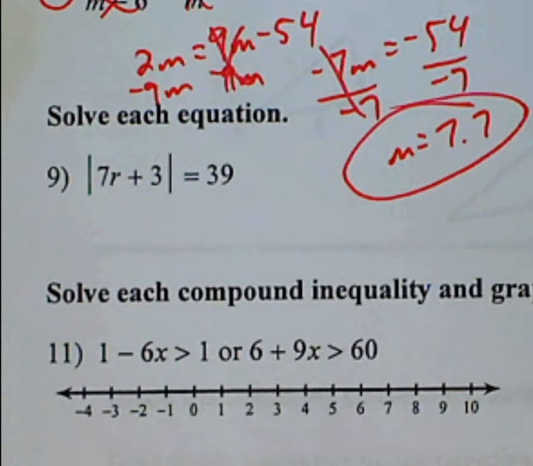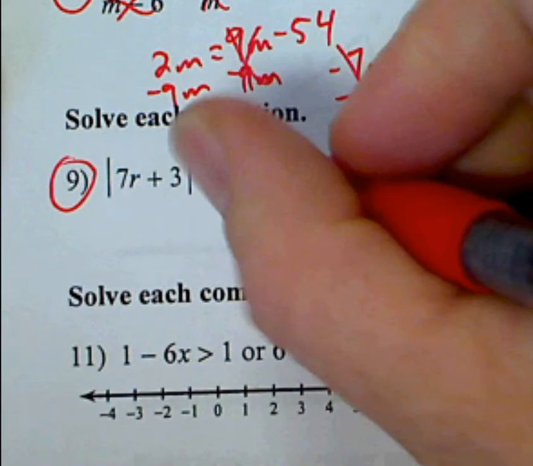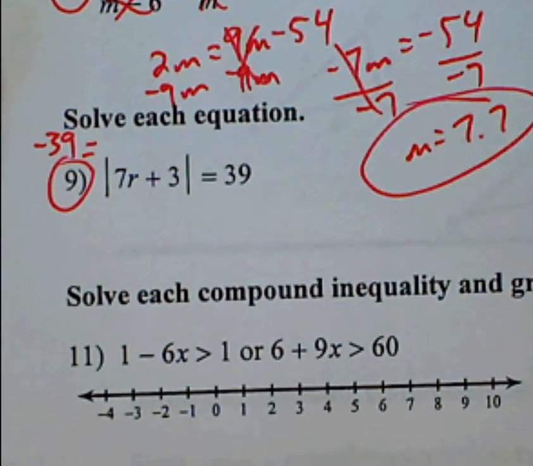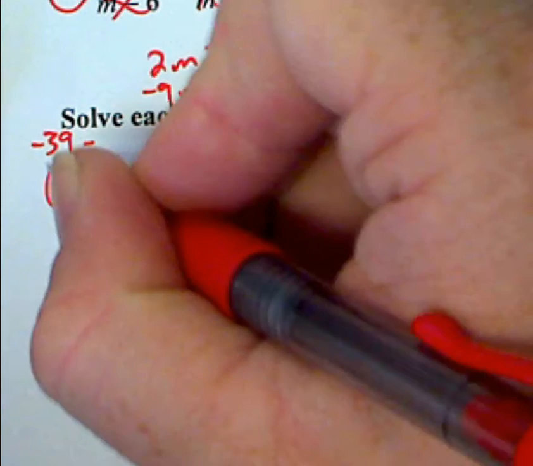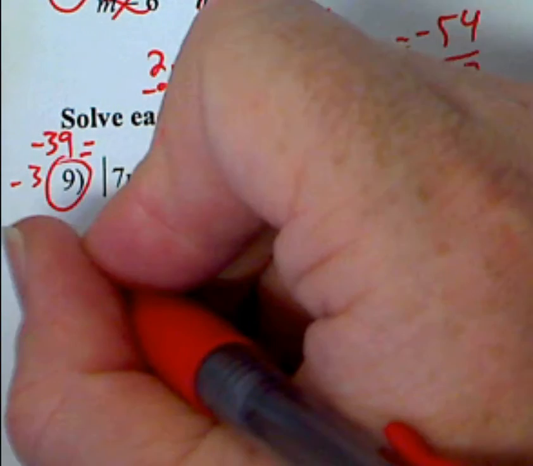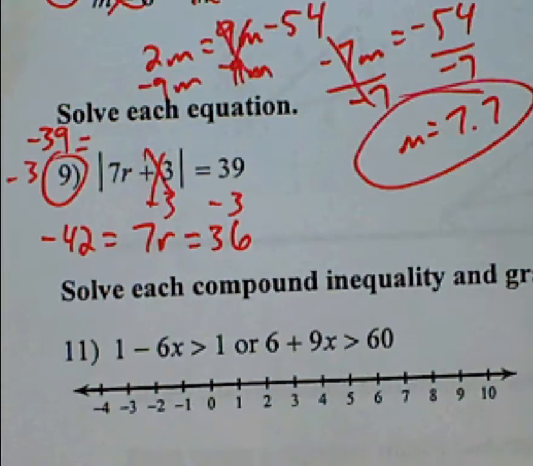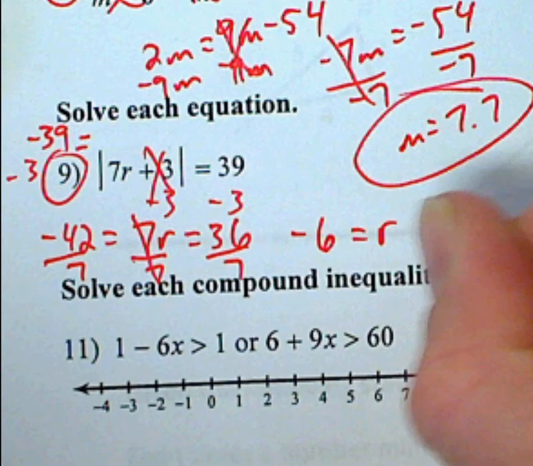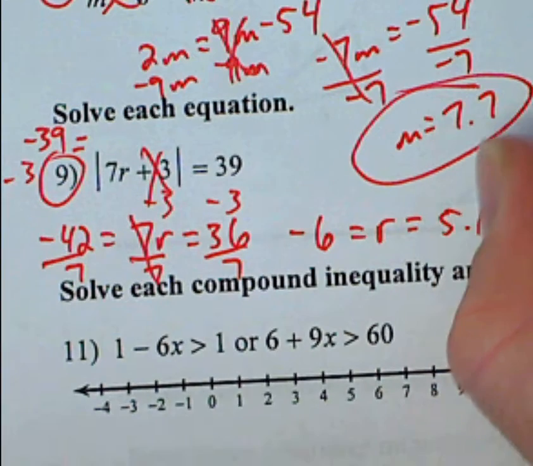Number 9, none of my classes got here, so go ahead and pause the video and try. On number 9, my absolute value equals 39, so I need to take negative 39 to both sides. So, if I need to solve for my variable in the middle, I'm going to subtract 3 from all 3 sides. So that gives me negative 42 equals 7r equals 36. I could divide everything by 7, and I get negative 6 equals r equals 36 divided by 7. 36 divided by 7 gives me 5.14.